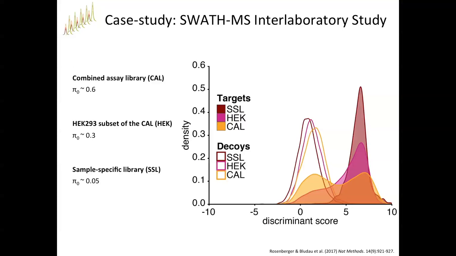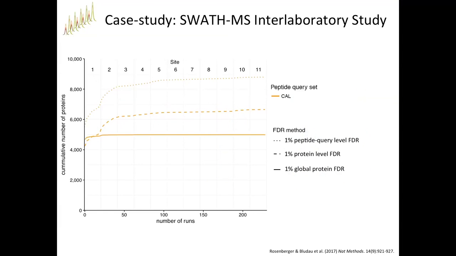And now the question is, how does the FDR strategy impact the analysis? So if we use this very large combined human assay library and we control the error only on the peptide query level, you can see that here on the x-axis is the number of runs, and on the y-axis is the cumulative number of protein detections in the data set. And you can see that if you only do this peptide query level FDR, you accumulate detections until you almost reach the full library size.